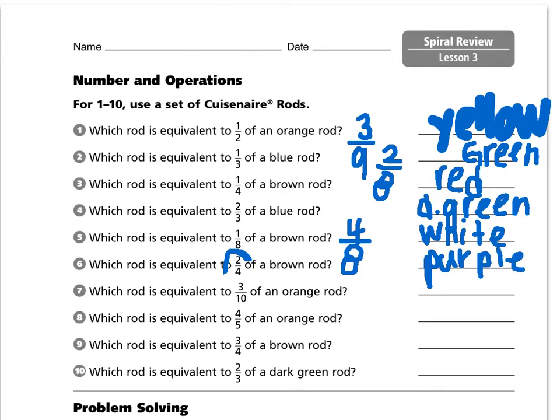Now it says which rod is 3/10 of the orange rod. Well, that means the 3rd out of 10, which would be the green rod.